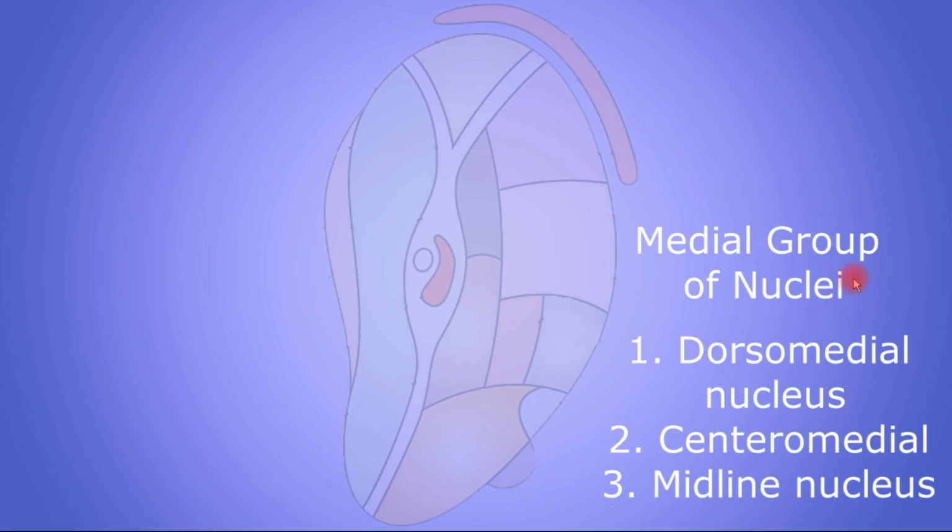Now coming to the third aspect of the thalamus, that is the medial group, which would be located on the medial side of the thalamus. So the medial nucleus is made up of three nuclei, that is the dorsomedial nucleus, the centromedial nucleus and the midline nucleus. So let us have a look. This is the dorsomedial nucleus, this is the centromedial nucleus and this here is the midline nucleus. So the third part is the medial group, which is located medially in the thalamus, which consists of the dorsomedial nucleus, centromedial nucleus and the midline nucleus.